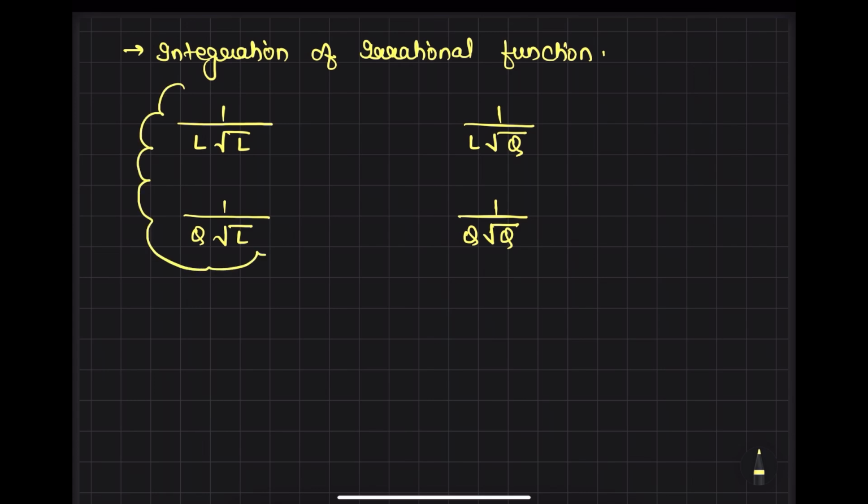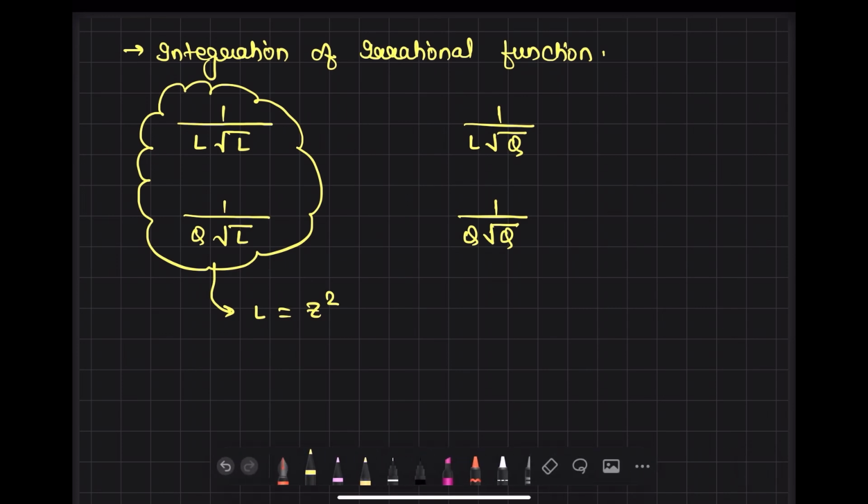Under this scenario, when inside the root you have linear, you have to do nothing, just take the linear function as z square and things are done. So if the linear function is inside the root, you take the linear function as z square and then just proceed. You will get your things done. Now suppose that quadratic is inside the root.